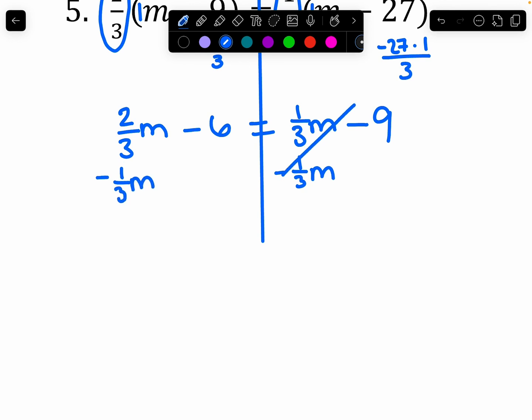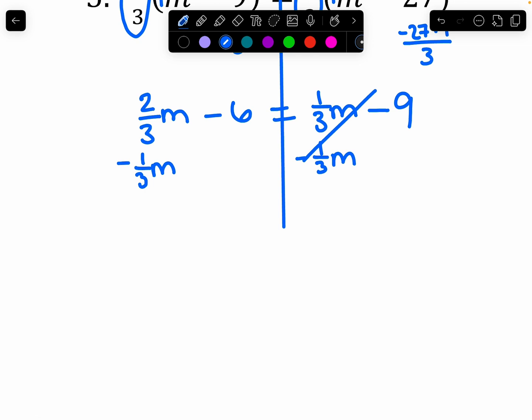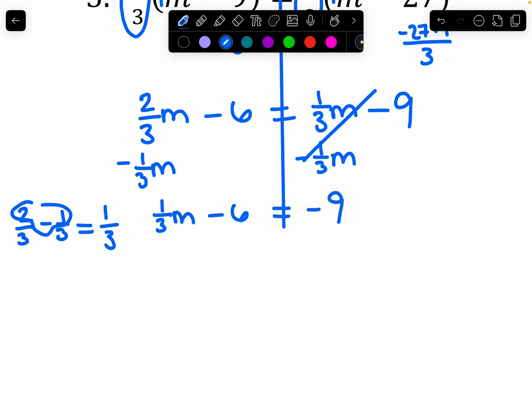So I know we haven't done any kind of subtraction of fractions. Just as a reminder, you can add and subtract fractions as long as their denominator is the same. So right now I've got 2/3 minus 1/3. You leave the denominator, whatever it is, and then you subtract the numerator. So 2 minus 1 is 1. So this will be 1/3 m minus 6 equals -9. And then you can do that in the calculator if you need to. I'm just reminding you how to do it without using the calculator.